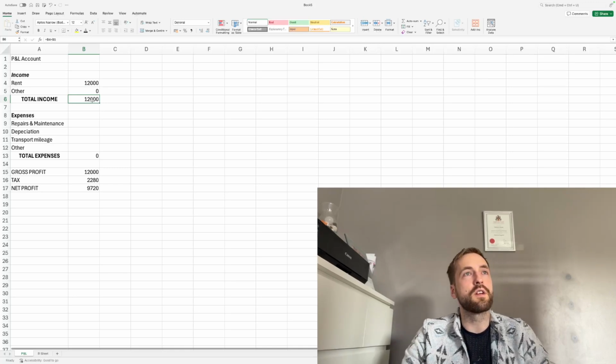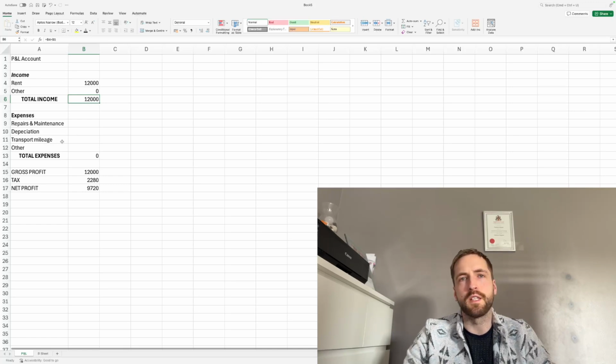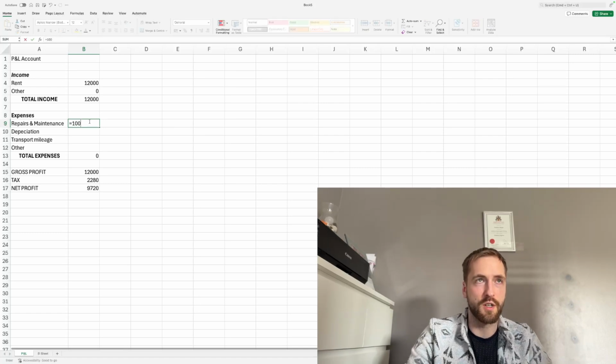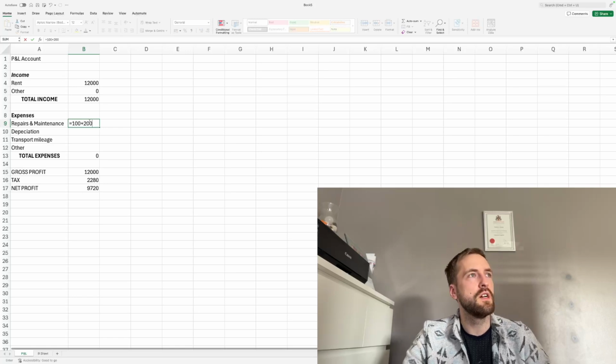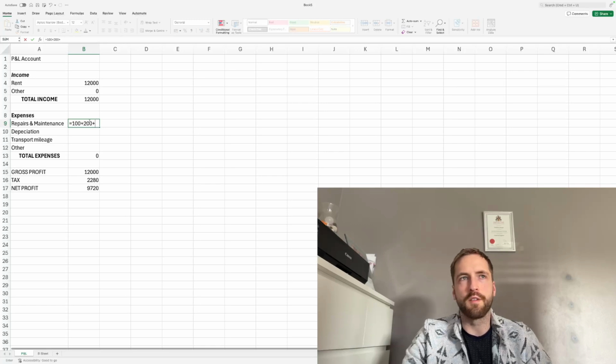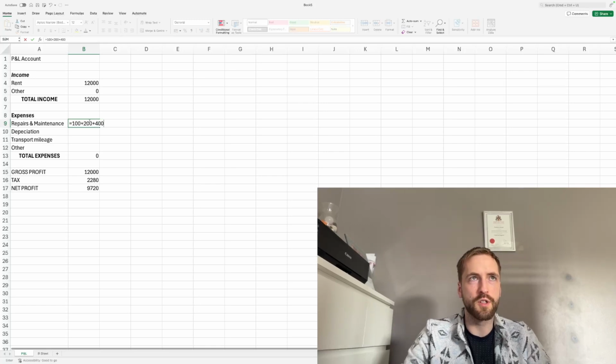You then think, okay, so I've had this flat, I've been renting it. What sort of expenses did I incur as a result of having this flat? For example, you might have had to do a gas check on it. So let's just say here that was £100. Once there was a leak and you had to get the plumber out, that was another £200. Another time you had to buy some materials that you then used to redo part of the flooring that was broken, that was another £400.